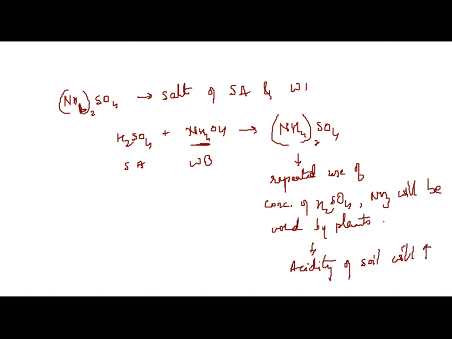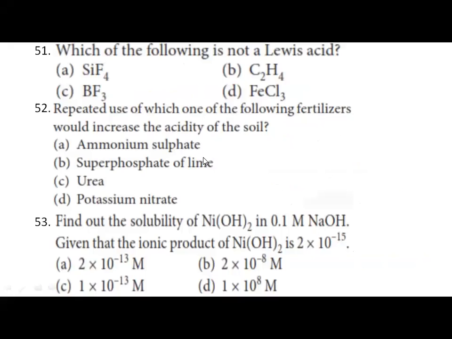So, which is the correct option? It is ammonium sulfate. Otherwise, the others all have a basic nature. Okay. Next one. Find out the solubility of nickel hydroxide in 0.1 molar NaOH, given that the ionic product of nickel hydroxide is 2 into 10 raised to minus 15. Okay, a numerical. We'll solve it out.